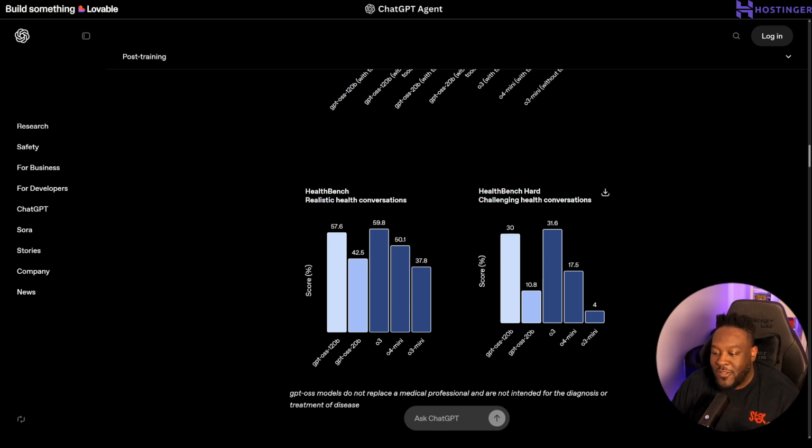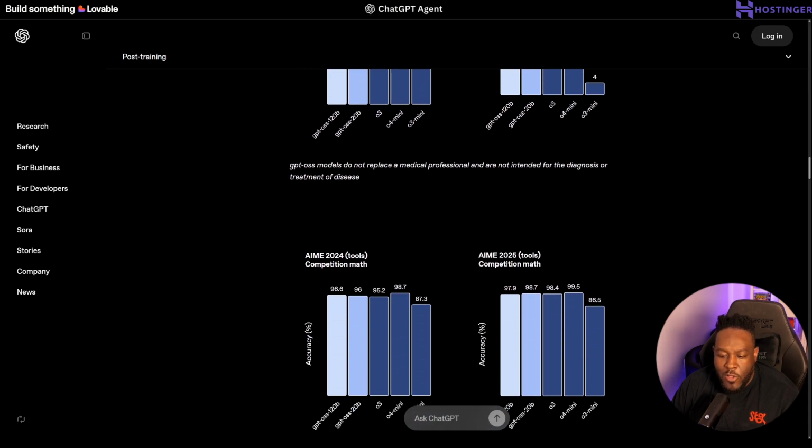Okay, then we go over here to the challenging health conversations, and the 120B is just right below the o3 model, but it definitely overtakes the o4-mini and smacks the o3-mini, where the 20B is a lot less than, of course, the 120B and the o3 model, as well as the o4, but it does smack the o3-mini. All right, and you look at some of the other things here.